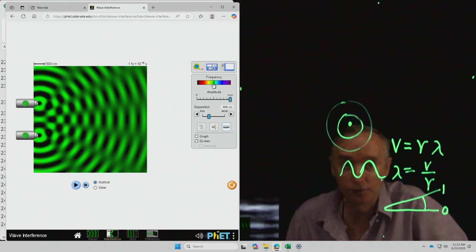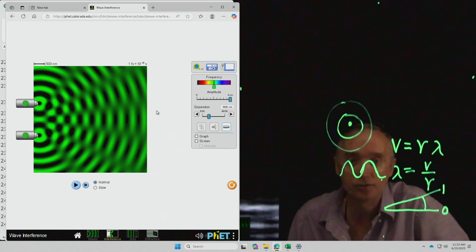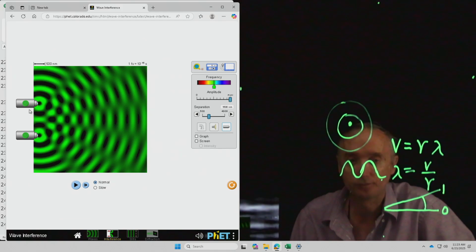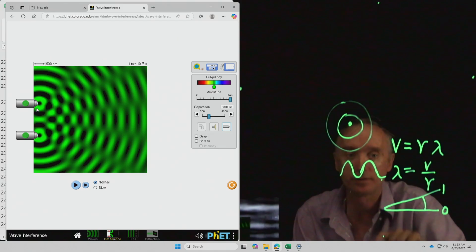So by changing the frequency, so we can change the frequency up here, that's going to change the color of the light. So frequency for light is going to be color. So when we go to change the frequency, it will change the color of the laser. And again, that's going to be determining where these angles are at. So the angle is going to depend on the distance between the two slits. So that's going to be this distance here, and it's going to be depending on the frequency of the light.